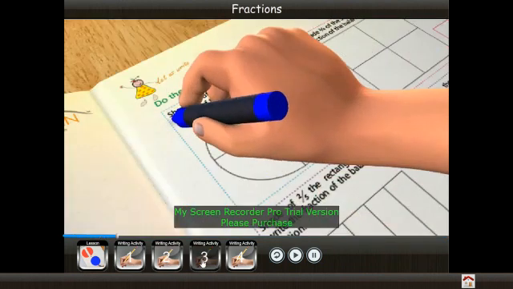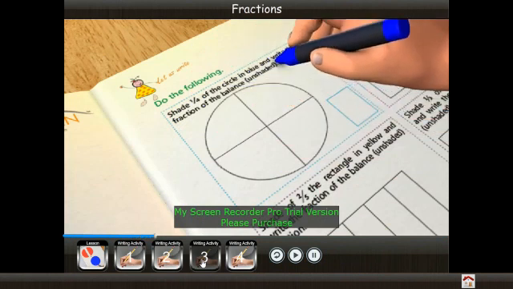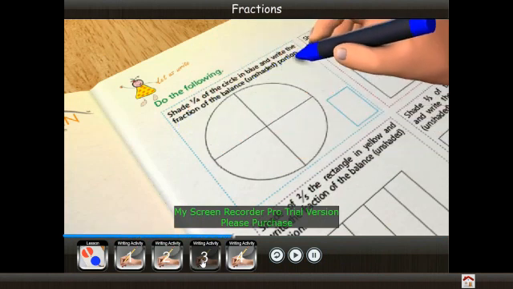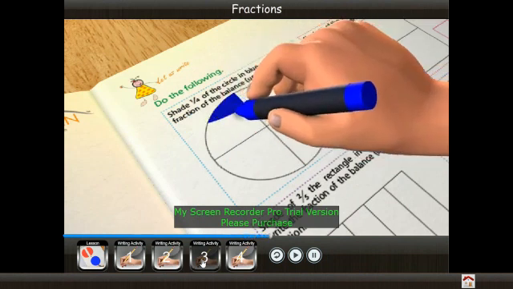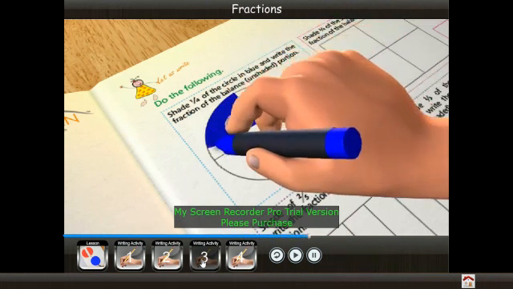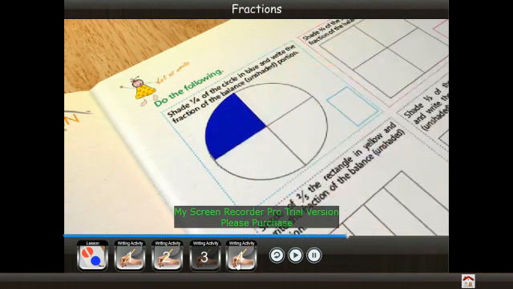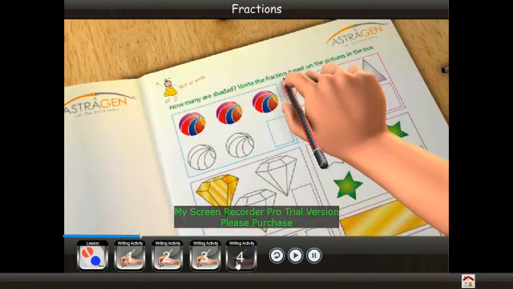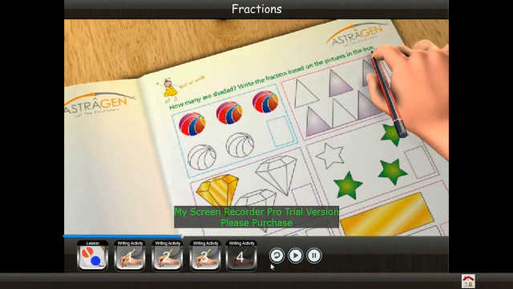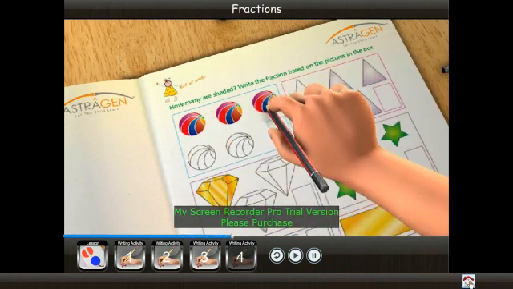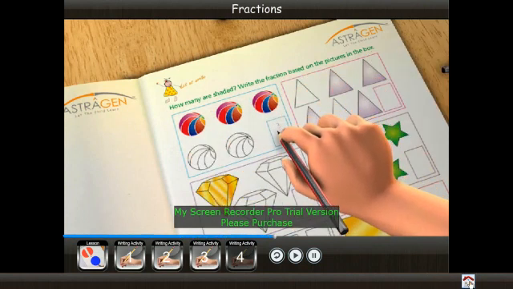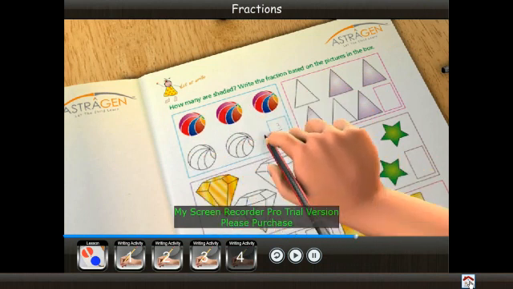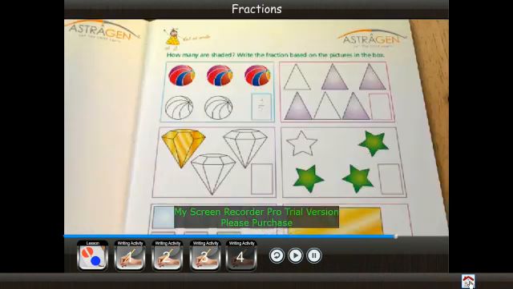Shade 1/4 of the circle in blue and write the fraction of the balance, unshaded portion. How many are shaded? Write the fraction based on the pictures in the box. 3 by 5, 3/5.